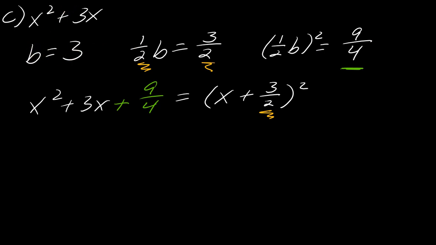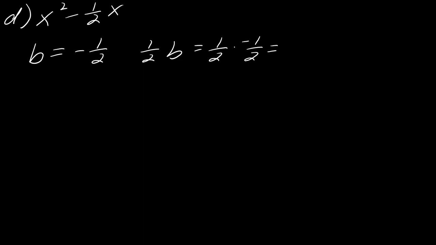All right, so we've got a couple more. X minus 1/2. Same thing. Now my b is going to be negative 1/2. So what would half of this be? Well, you actually have to multiply 1/2 times negative 1/2. So this equals negative 1/4. And then my half b squared, I'm running out of room here. If I square all that, that will become 1 over 16.